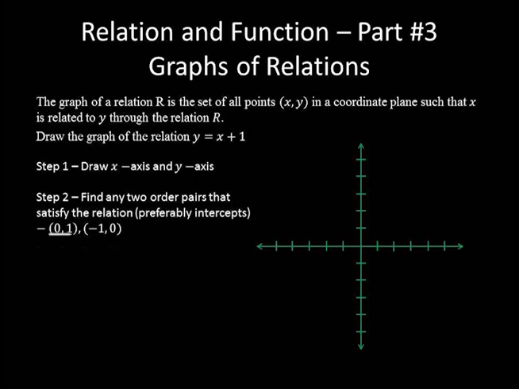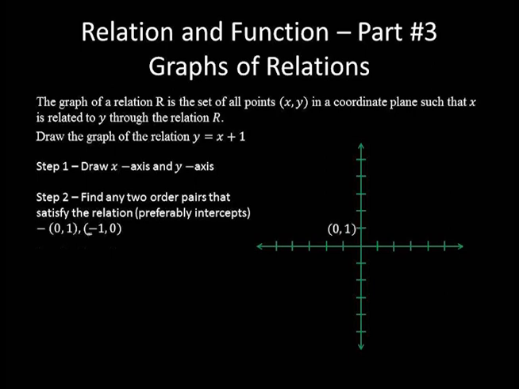In the order pair (0, 1), 0 is the value of x. X is 0 on the y-axis. 1 is the value of y. Positive 1 means one digit above the origin. So (0, 1) is the first mark on the positive side of the y-axis.